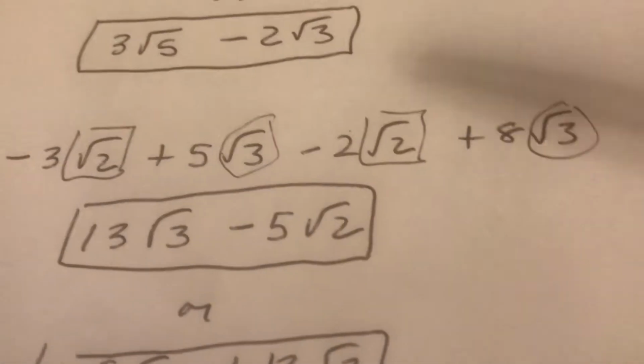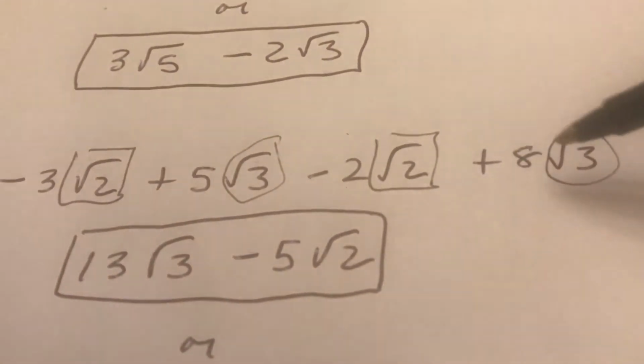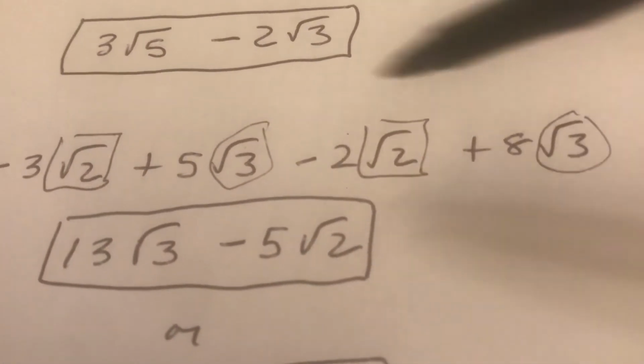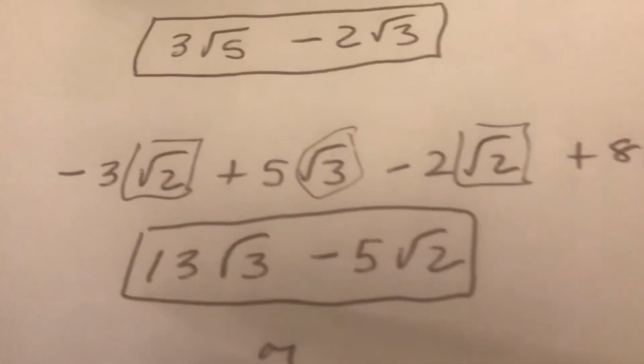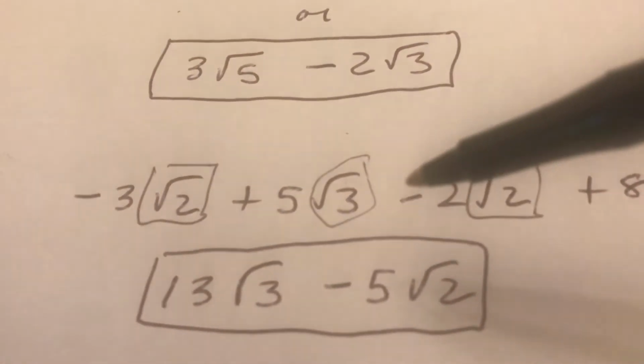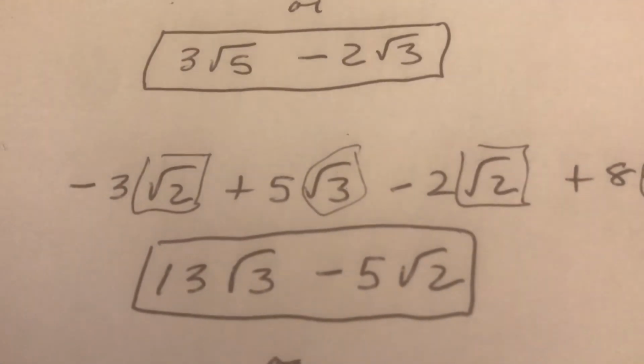Here we have two different sets, so I'm going to take the square root of 3's. See, those are the like terms. Those are the ones you can add. 5 plus 8 is 13 square root of 3. And negative square root of 3 minus 2, which is negative 5.